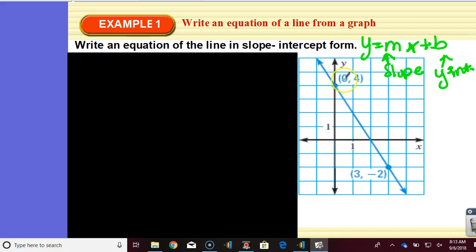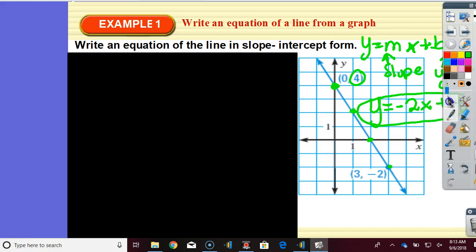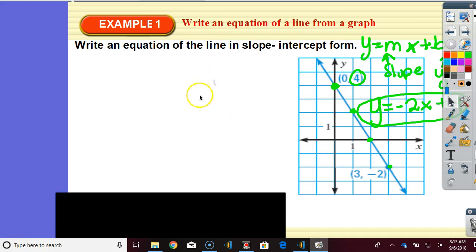All right, so what do we know? We know our y-intercept is at 4. We know our slope is down 2 over 1, right? A slope of -2. So y equals -2x plus 4. And that is our equation of this line.